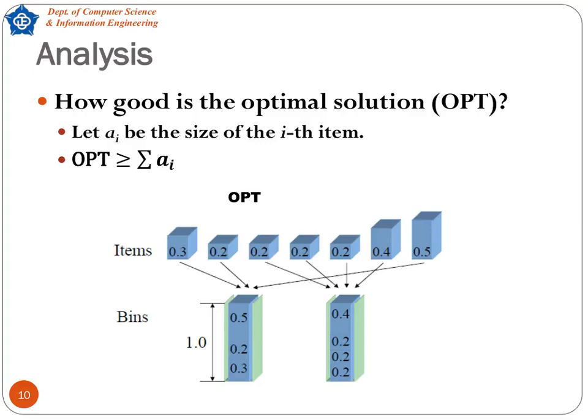It's a fundamental lower bound. Let's visualize this with another bin packing example. At the top of the diagram, clearly labeled items, you'll see 7 individual items depicted as blue bars. Their sizes are precisely 0.3, 0.2, 0.2, 0.2, 0.2, 0.4, and 0.5.